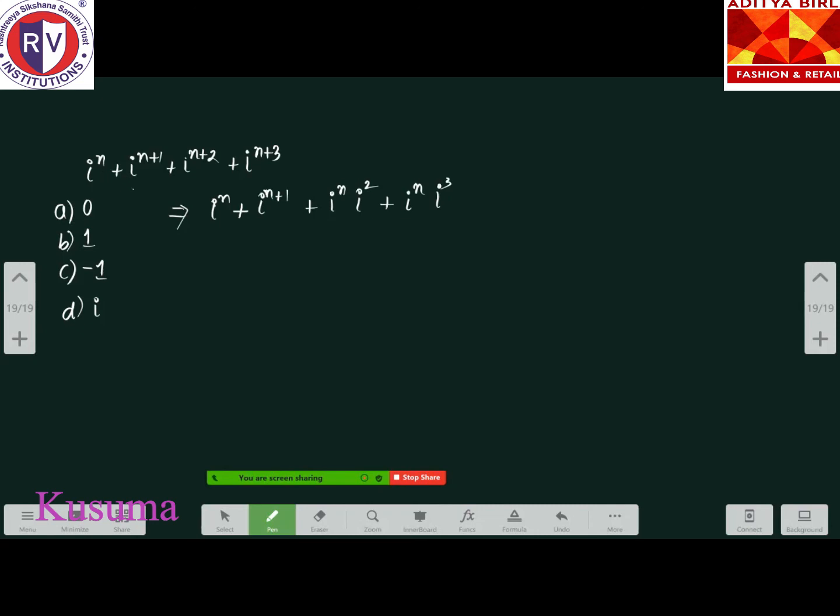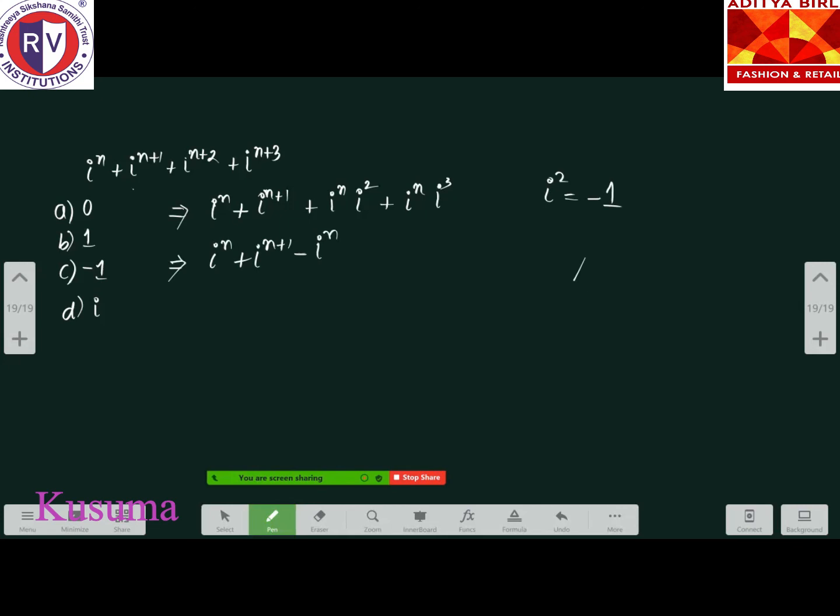Right? Can we write it like this? Yes, ma'am. This is i to the power of n plus i to the power of n plus 1. And we know what is i square? i square is minus 1, right? So this will become minus i to the power of n.